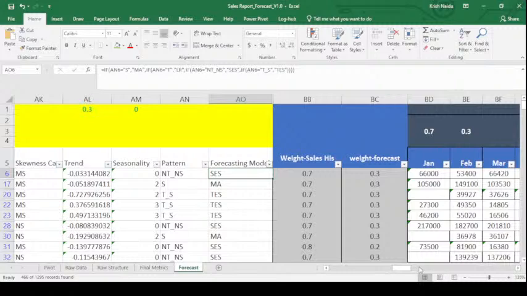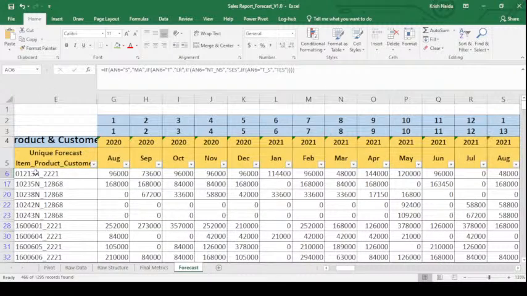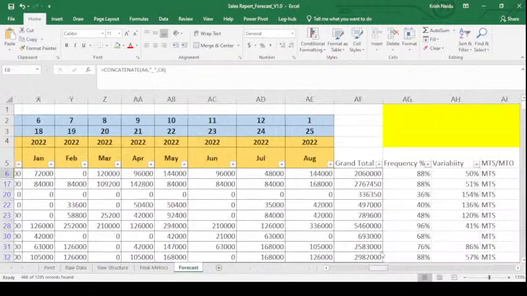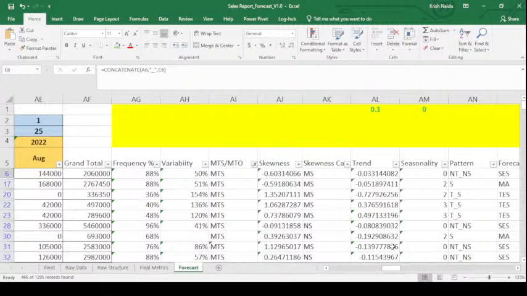If you look here, let me show you. These are our products, right? We have thousands of products together, and if you want to forecast these thousands of products at one time, that is very difficult. Excel is not the best tool to implement it.